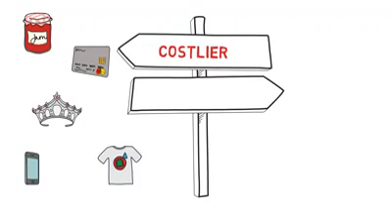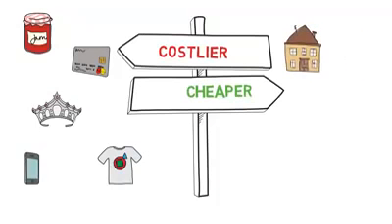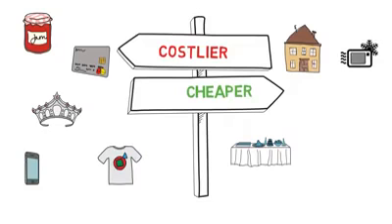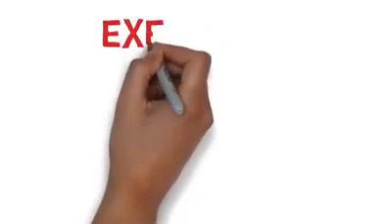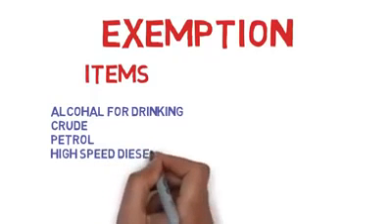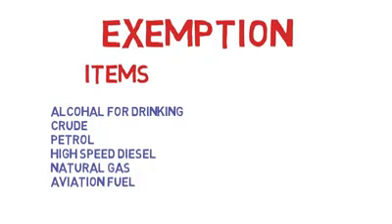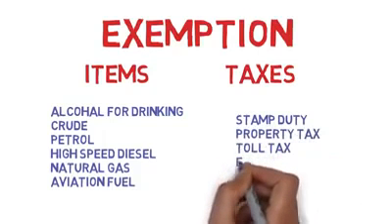And there are some items whose cost will decrease after applying GST: home, restaurant, AC, washing machine, microwave oven, small cars, and less taxes on industries. There are some items which are exempted from GST: alcohol for human consumption, petroleum products like crude, petrol, high-speed diesel, natural gas, and aviation turbine fuel. There are some taxes also which are exempted: stamp duty, property tax, toll tax, electricity duty, etc.